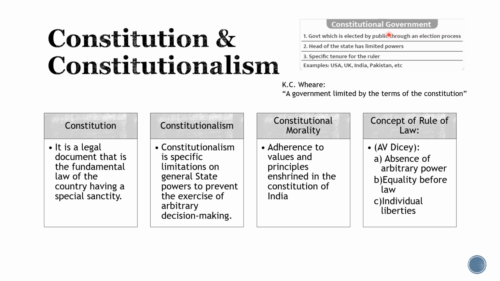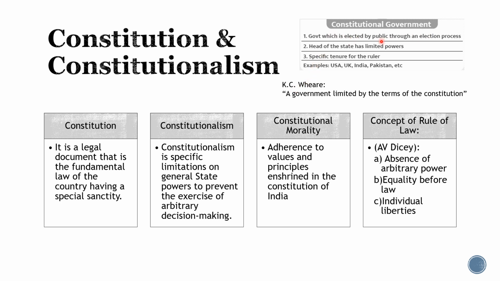Constitutional government, according to Casey Ware, and you can quote this in your mains answers if it is needed, is a government that is limited by the terms of the constitution. So that is a constitutional government. All these concepts are really important. There is a slight difference in each of them, but that could be a trick question in your prelims, right? So let's read this out.